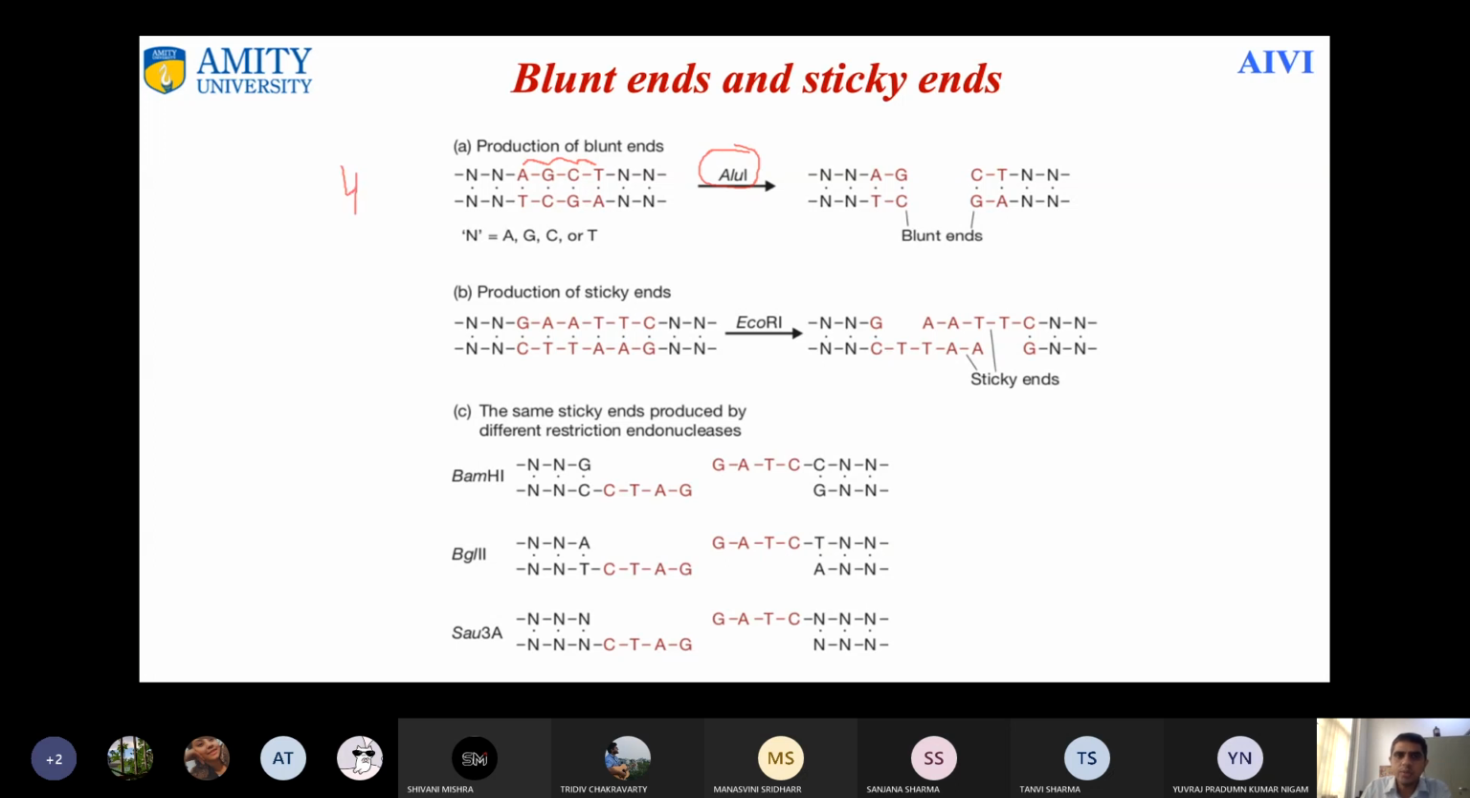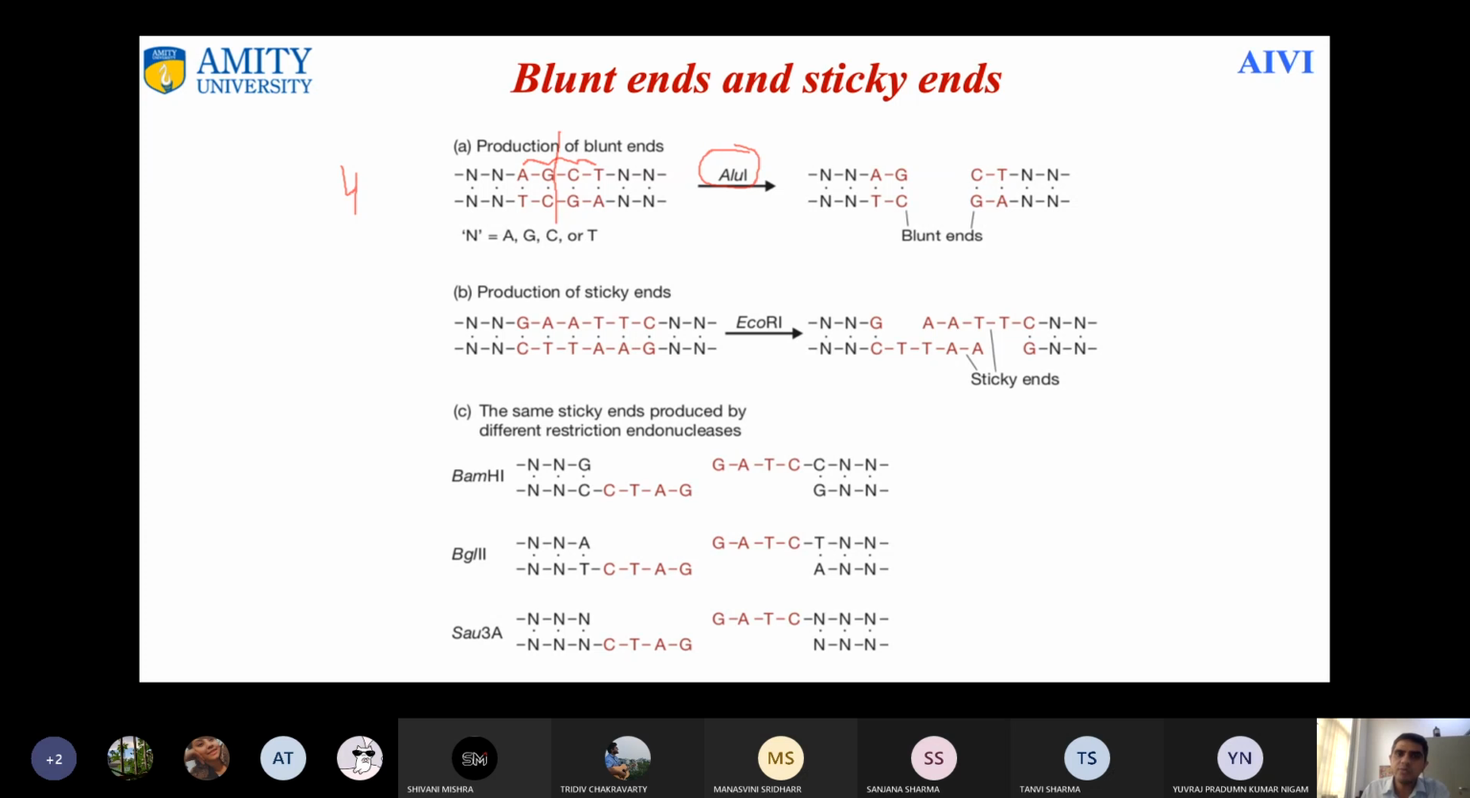It is recognizing 4 bases, so this L1 is a tetra cutter. When it recognizes these 4 bases, it produces a cut between G and C. It cuts the phosphodiester bond between the G and C on both the strands at the same location. When it is cutting both the strands at the same location, it is going to produce a blunt end, meaning no overhanging thing is there. Nothing is pointed out, nothing is hanging over. Such ends we call blunt ends.